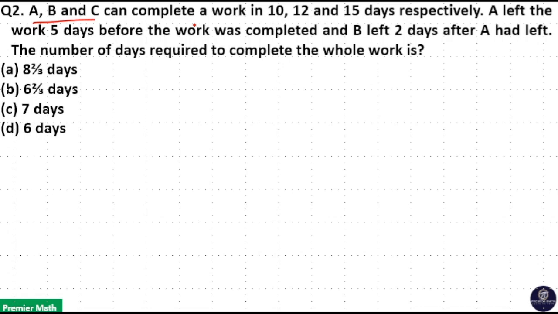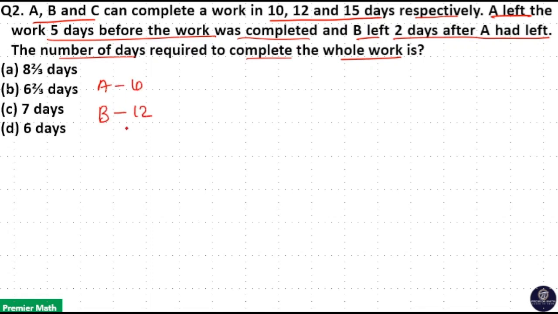A, B and C can complete a work in 10, 12 and 15 days respectively. A left the work 5 days before the work was completed and B left 2 days after A had left. The number of days required to complete the whole work is. Here A can complete a work in 10 days, B can complete the same work in 12 days and C can complete it in 15 days.